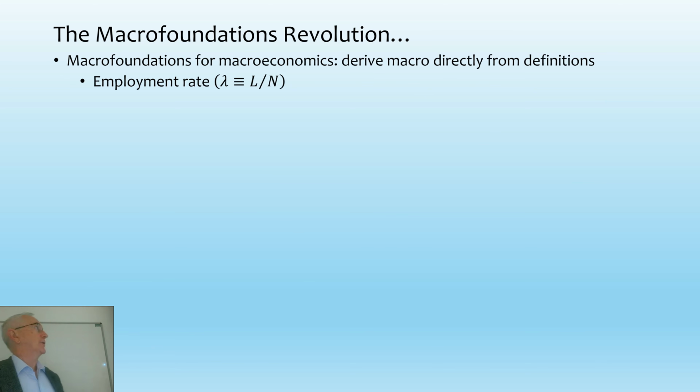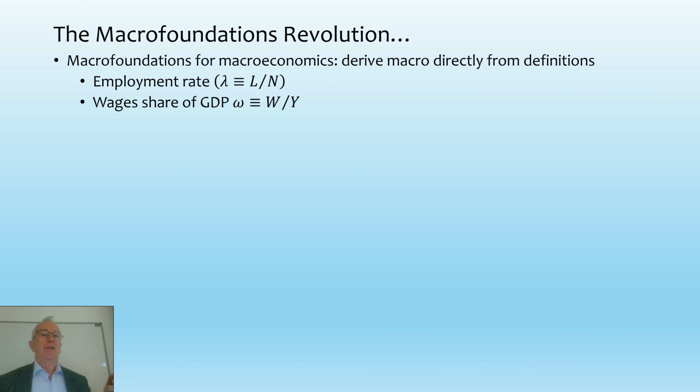So I want to show you can actually derive macroeconomics directly from macro and start from a set of definitions that are simply incontrovertible. So the employment rate, and I've used lambda for the lowercase Greek l for the rate of employment, is the number of workers with a job divided by the population, L divided by N. And that's a definition. It's very hard to disagree with the definition. The wages share of GDP, which I use omega for, is the level of wages divided by GDP.